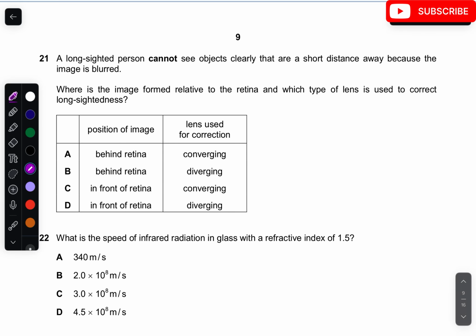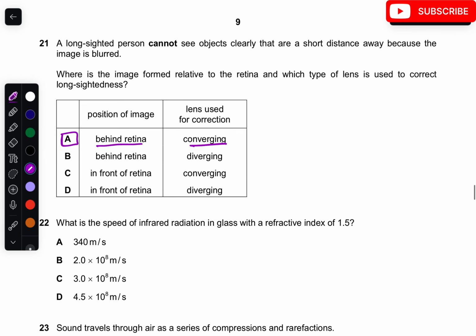Question 21. A long-sighted person cannot see objects clearly that are a short distance away because the image is blurred. Where is the image formed relative to the retina and which type of lens is used to correct long-sightedness? When there is long-sightedness, the image is formed behind the retina, and you use the converging lens for this purpose.